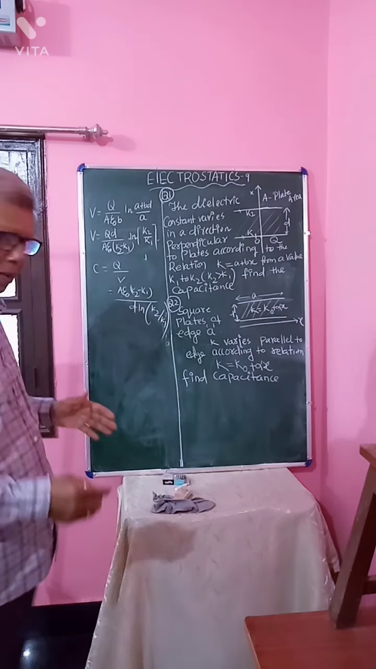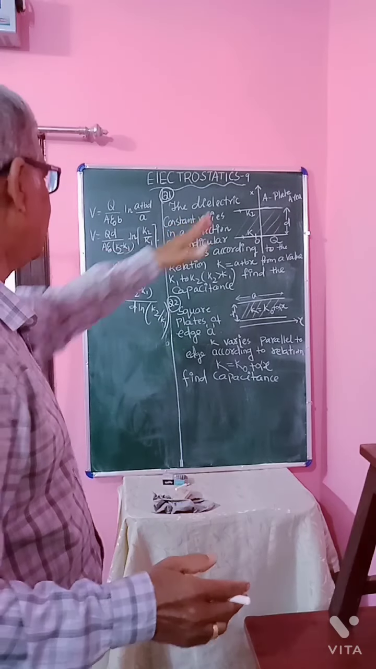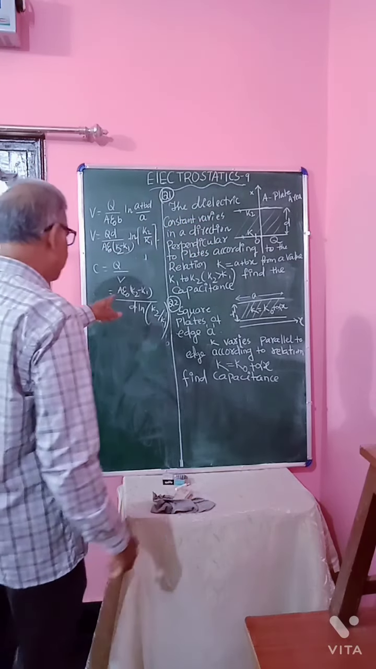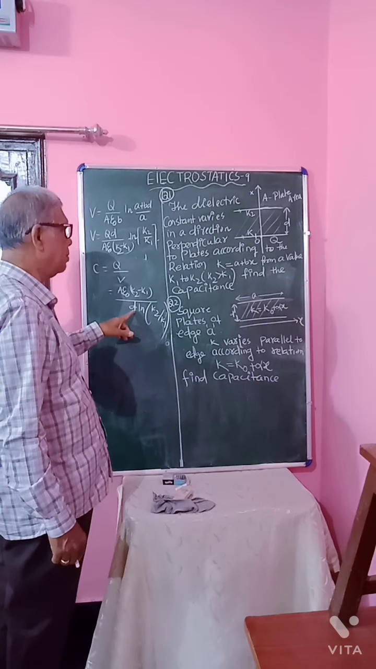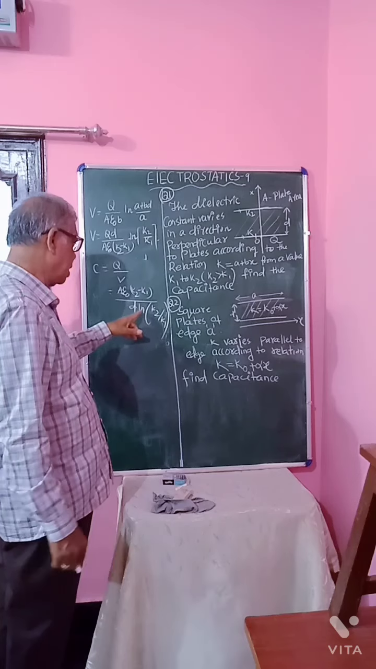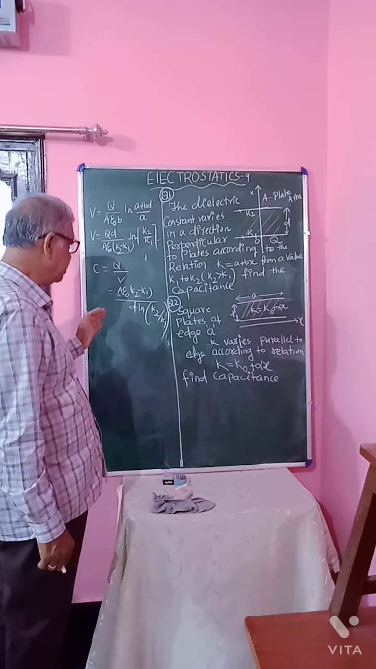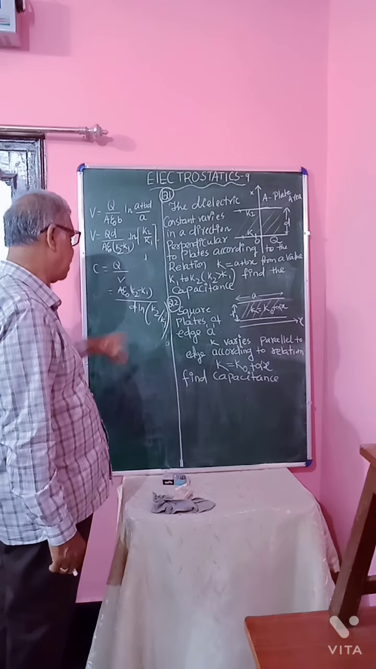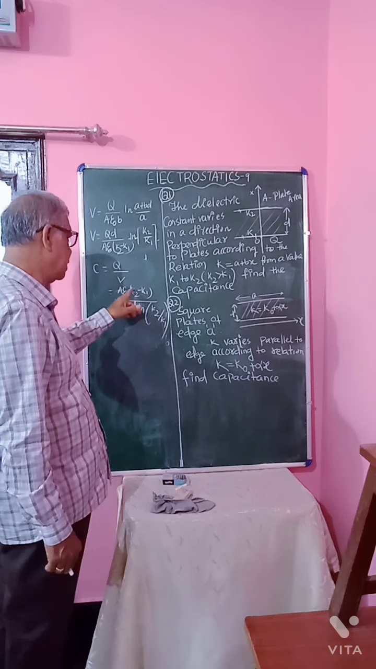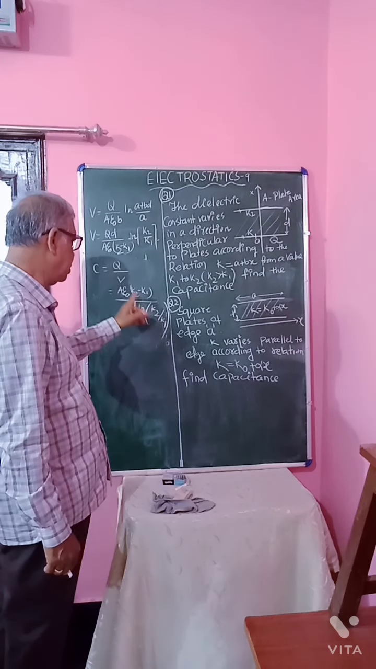Now the capacitance for the given parallel plate capacitor is equal to A epsilon 0 (K2 minus K1) by D, where D is the separation between the two plates, ln of K2 by K1. Now can we put K1 equal to K2? If K1 equals K2, then this becomes 0 by 0, since this is 0 and this is 0.